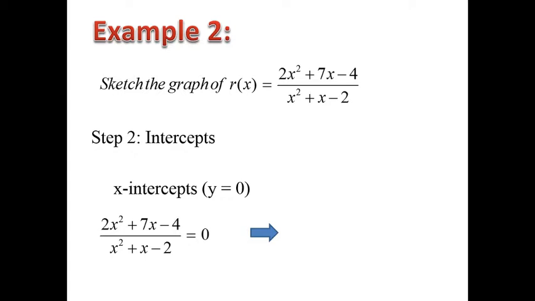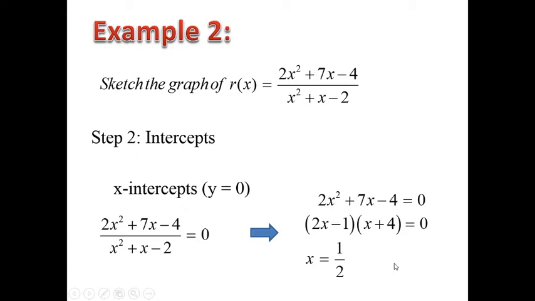The only thing we can set equal to 0 is the numerator, because if you set the denominator equal to 0, that would be undefined. The denominator is just for finding the vertical asymptote, and we'll talk about that in the next step. So set the numerator equal to 0, factor it, and solve for x. We got 1/2 and -4.